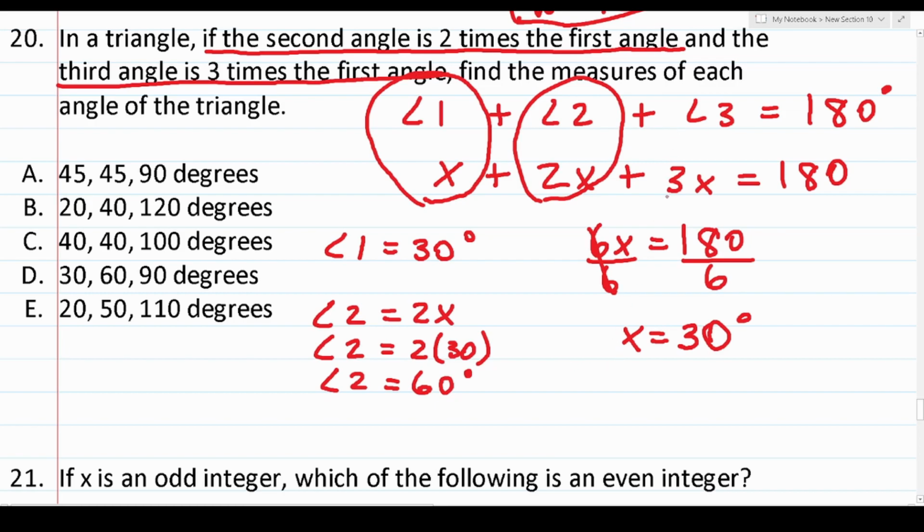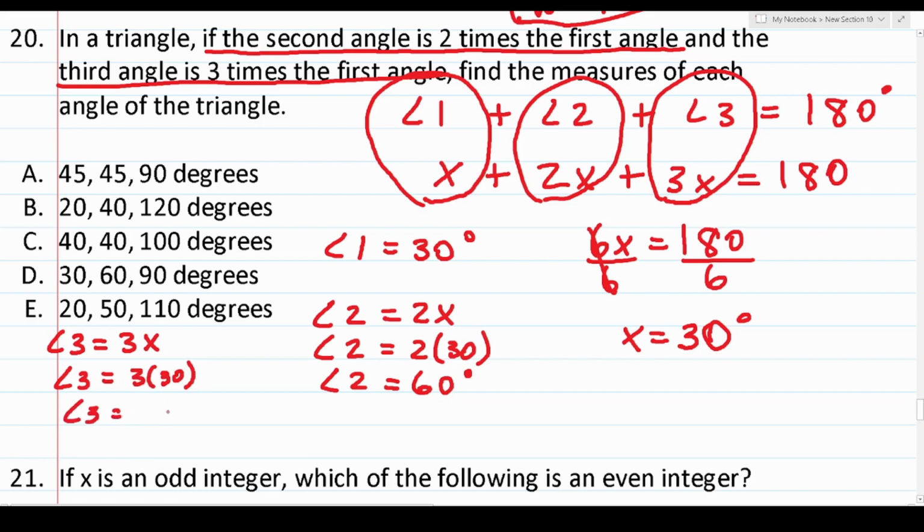And similarly, we know angle 3 is 3x. So let's go ahead and do the same thing. Angle 3 is 3x. We know x is 30 degrees, so in place of x, let's put 30. This becomes angle 3 equals 3 times 30. 3 times 30 is 90.